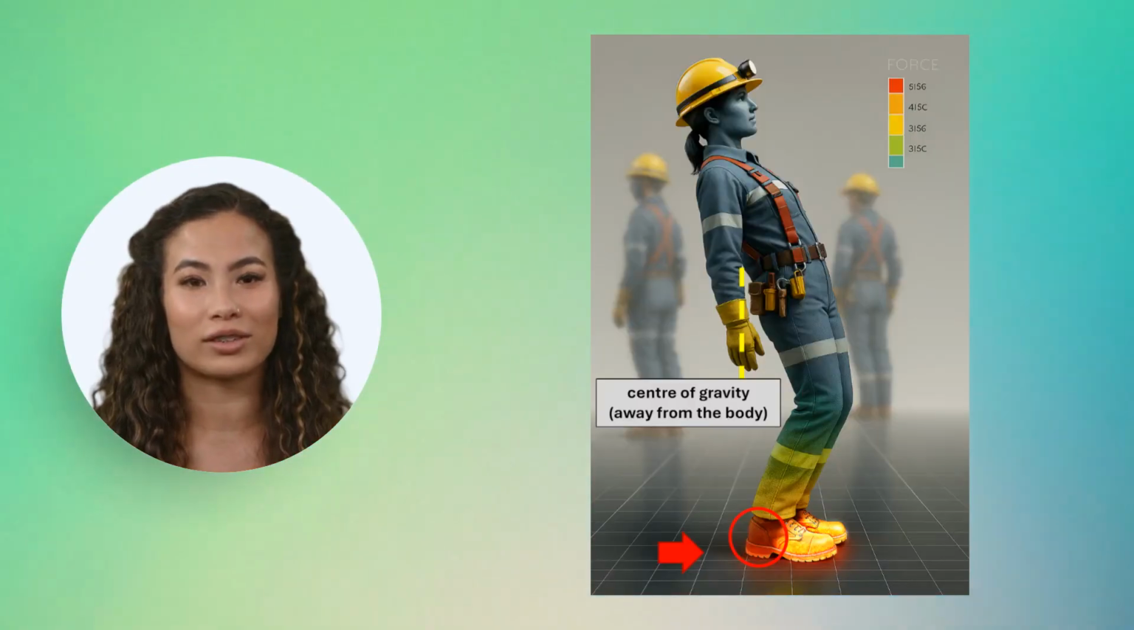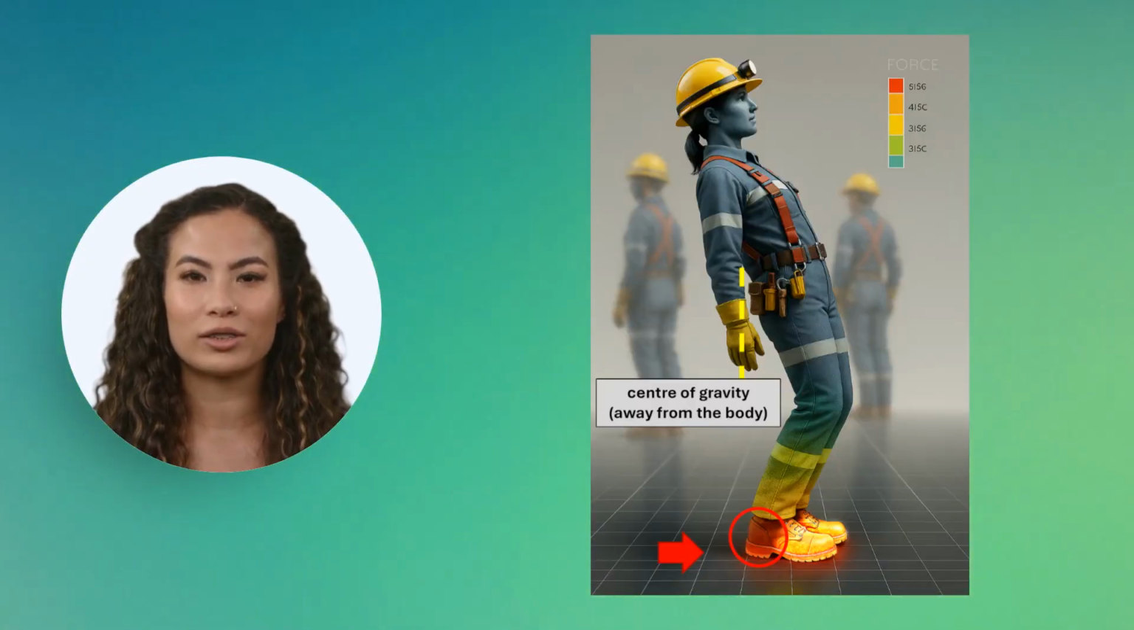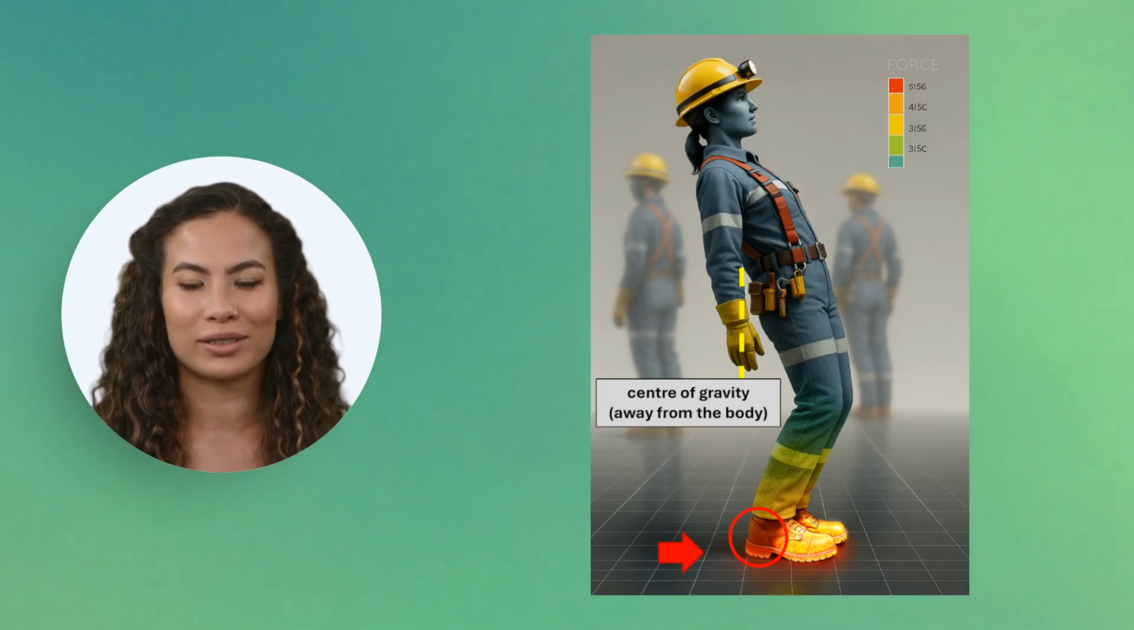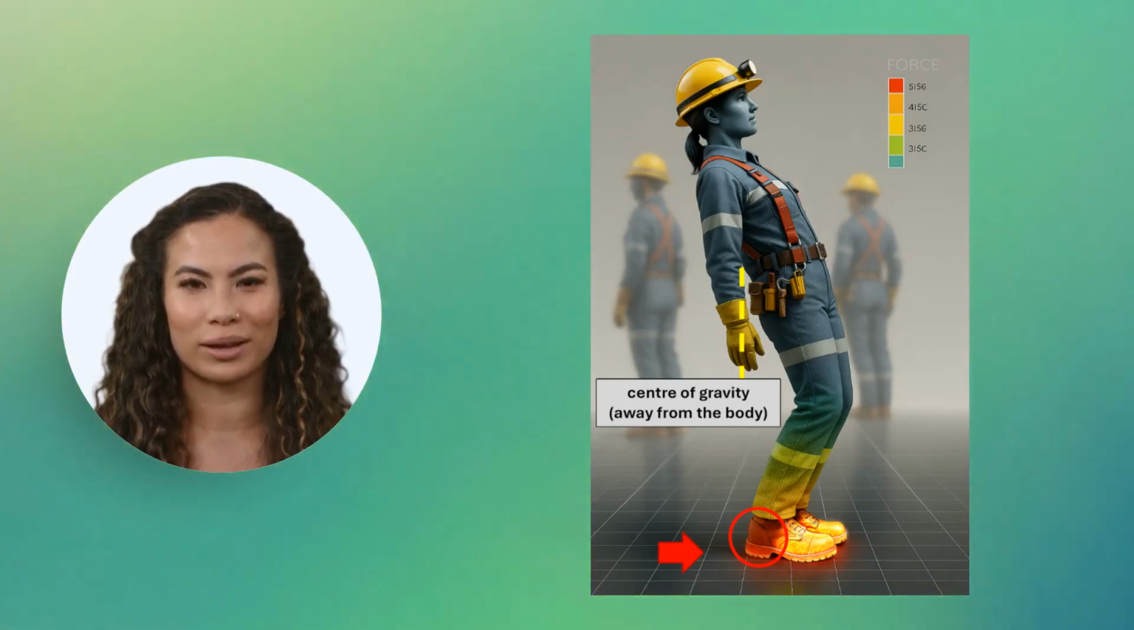If you lean backward, the same thing happens, but the pressure moves onto your heels. Again, your center of gravity has shifted and you're balancing on a much smaller part of your support base.